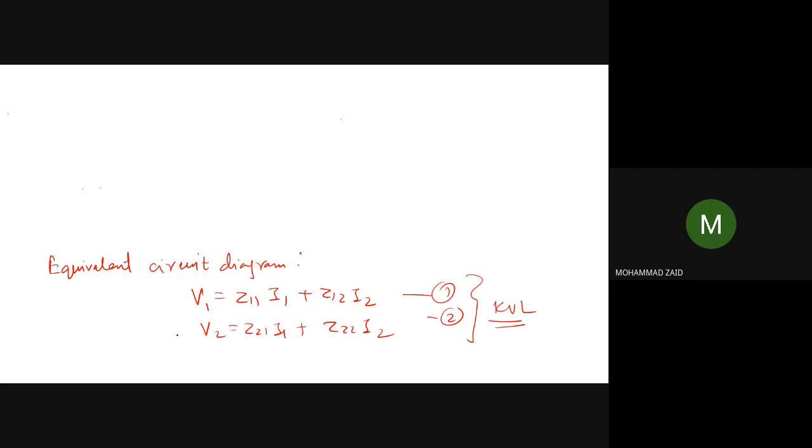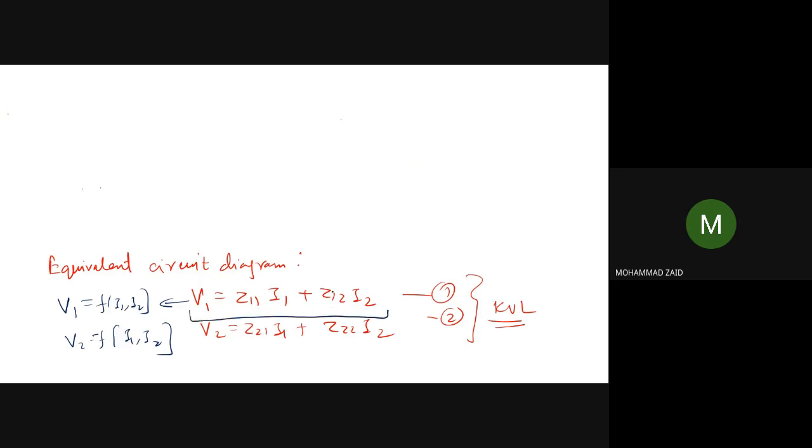So if you see this equation, what is this equation? This is a KVL equation. What it is telling is that V1, the port voltage at 1, is a function of I1 and I2. So mathematically, we can write V1 as a function of I1 and I2. Similarly, V2 is also a function of I1 and I2. Now, how to draw it?